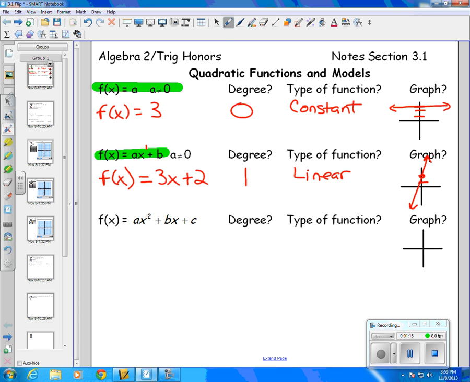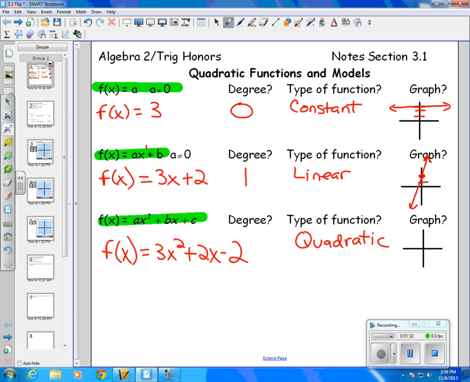And then finally, for the quadratic function, the last one that we have listed here, if we plug in values for a, b, and c, we'd be looking at something like f of x equals 3x squared plus 2x minus 2. Graphs of a quadratic will have that U shape, as we have discovered in the activity we've been doing. The degree of every quadratic will be 2 because the highest exponent in the function is 2.